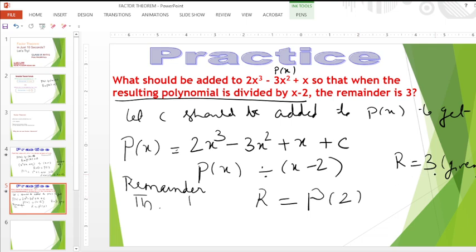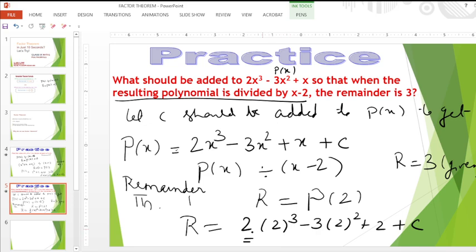Here also it's given the remainder, and here also we can find it using the remainder theorem. So remainder is equal to 2 times 2 cube minus 3 times 2 square plus 2 plus c. Let's solve. 8 times 2, 16, minus 12 plus 2 plus c. And this remainder will be equal to 6 plus c.